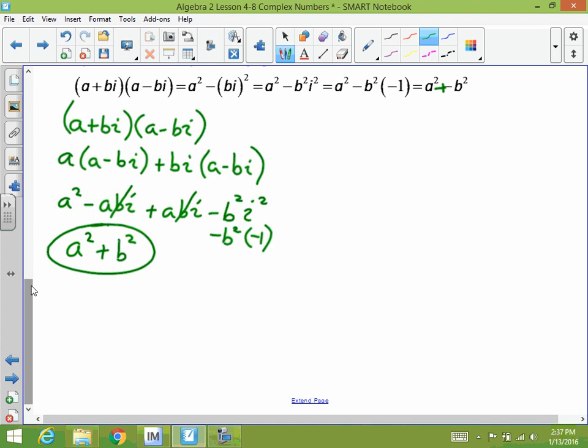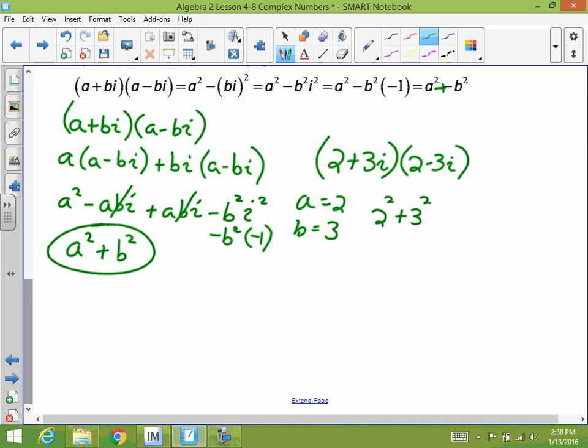So once you recognize that, you could have something like 2 plus 3i times 2 minus 3i. My a term is 2 and my b term is 3. Remember, you leave the i out of it. And you're going to get a squared plus b squared, 2 squared plus 3 squared, which is going to be 4 plus 9, which is going to equal 13. That's a real number.